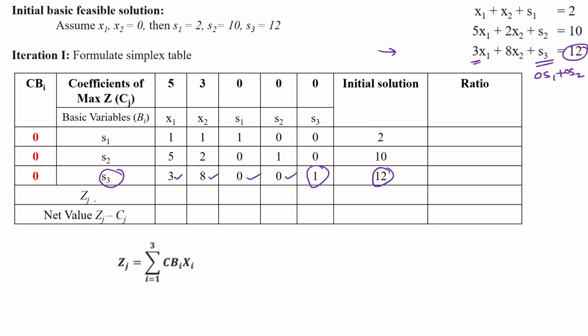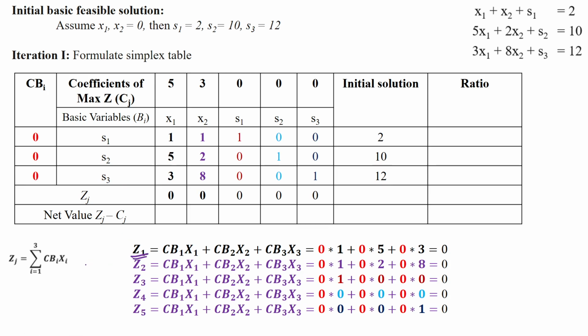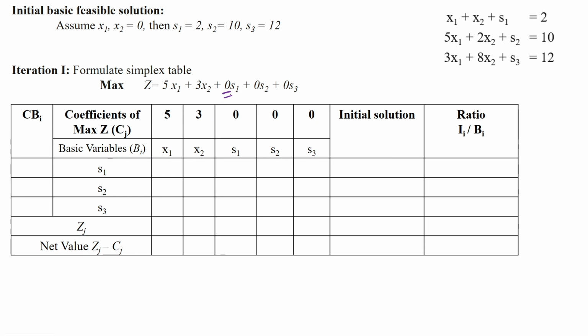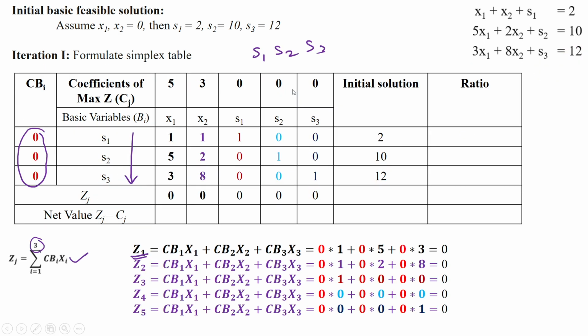So now we have done this. Now we have to calculate zj, to be calculated based upon this formula. So this is z1, z2, z3, z4, z5. J means column. Now we first calculate z1, equal to, based upon this formula, cb1 x1 plus cb2 x2 plus cb3 x3. Here i represents the number of rows. The values are taken from the coefficients of s1, s2, s3 in the maximization function. You look at the maximization function, which has coefficients 0, 0, 0 for s1, s2, s3, right?